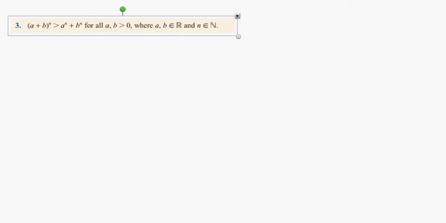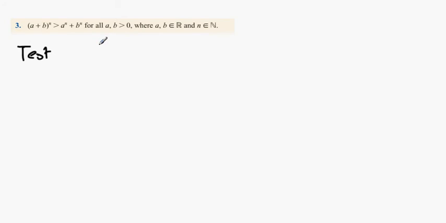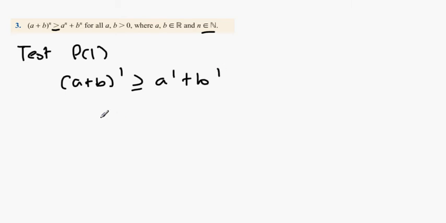Okay, so part 3, question 3. We're going to test P of 1. So when you test P of 1, you're going to get (a plus b) to the power of 1 greater than a to the 1 plus b to the 1. Now, this here should be greater than or equal to. The question has a small mistake there, so it's going to be a to the 1 plus b to the 1. And what we're going to get there is that a plus b is greater than or equal to a plus b.